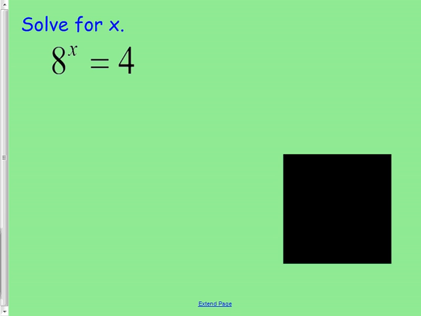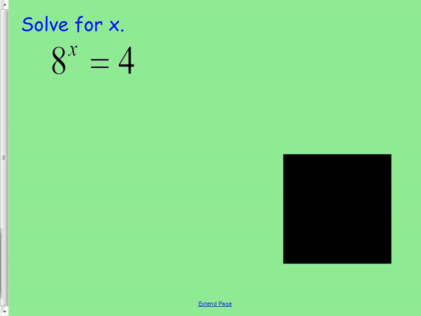All right. So, 8 to the what equals 4 is the question. Doesn't just come to you right away, does it? 8 to the something is 4? What the heck? Yeah, it actually works. So, I can show you how to solve this by making the bases the same.